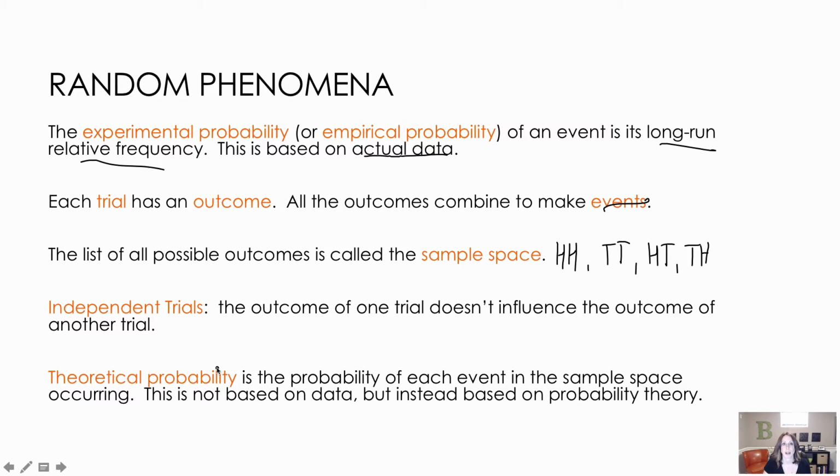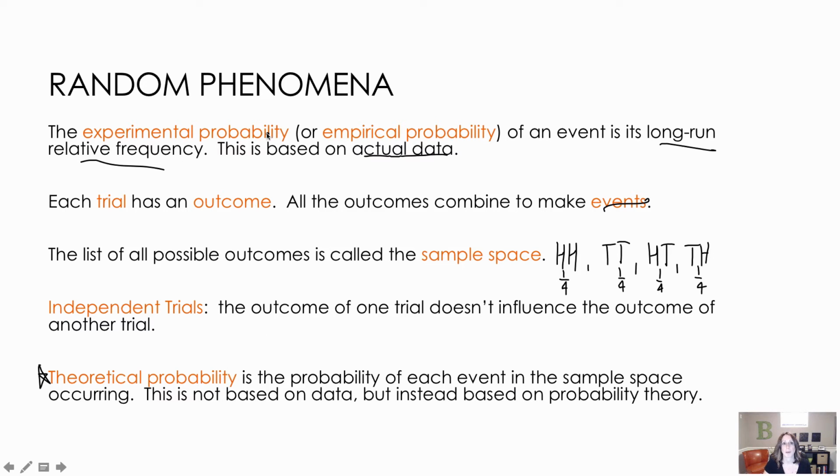The last one is theoretical probability. This is the probability that you're used to. The probability that each event in the sample space will occur. It's not based on actual data, it's based on probability theory. So it's based on what we think will happen. So if these are the four options, assuming there's a 50% chance of getting heads or tails each time, this would be a 1/4 or 25% chance, 1/4 here, 1/4 here, 1/4 here. Okay, so this is the theoretical probability.